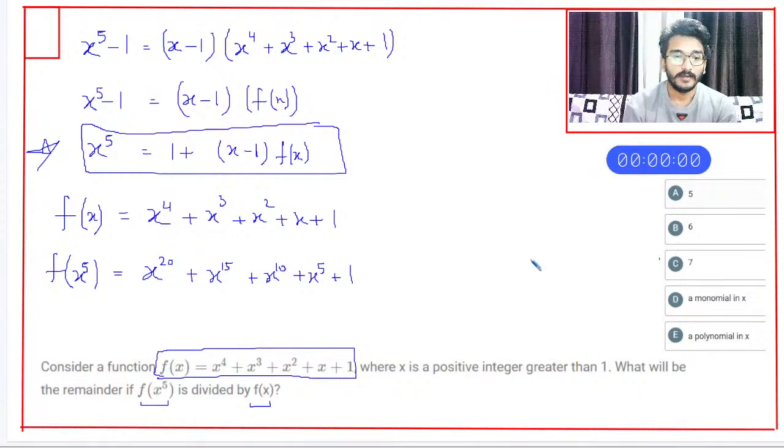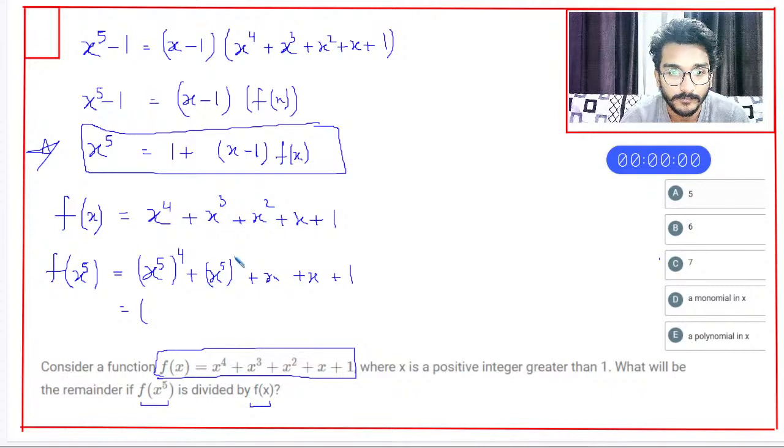Now, we have to divide this thing by f(x). So if I have to write this complete thing, what is x^5 for me? I will say that this is x^5 raised to the power 4, this is x^5 raised to the power 3. I will substitute the value of x^5 in each of them. So x^5 is 1 plus (x minus 1) f(x). Okay, I'm just writing it here.